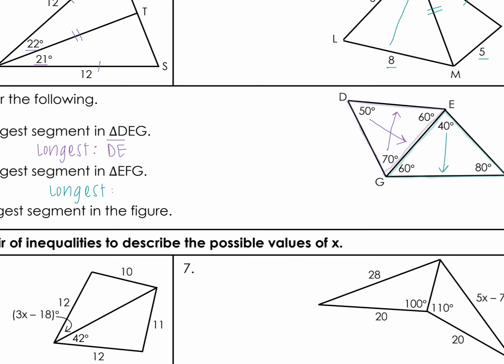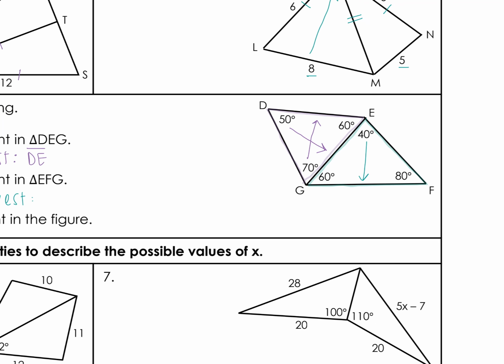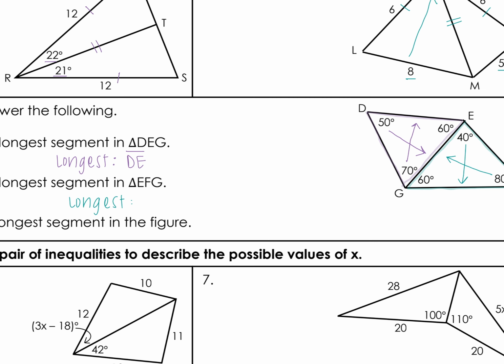And then my longest, we've got my largest is going to be that 80 degrees. So opposite of that is that GE. So that's my longest in triangle EFG.